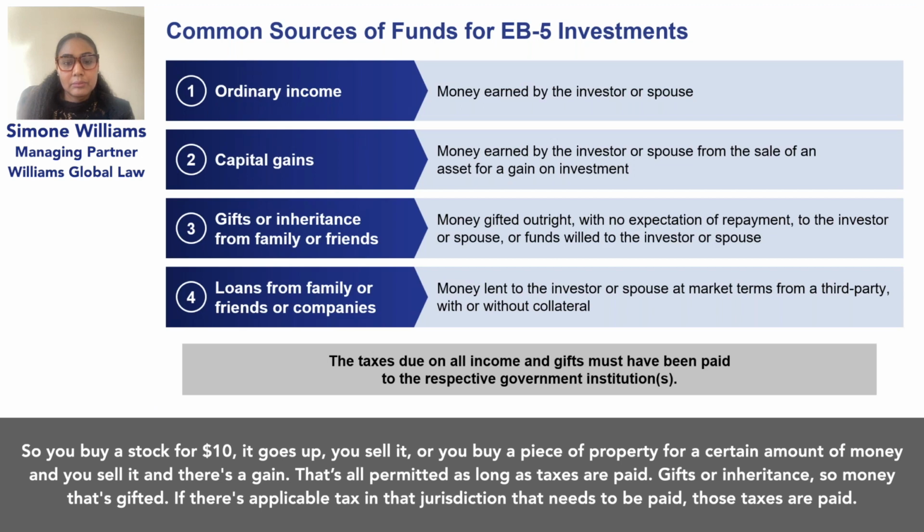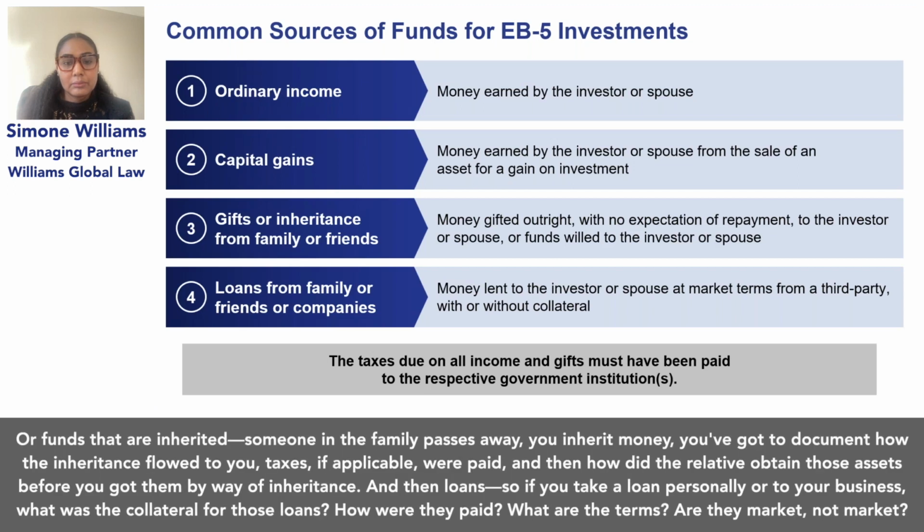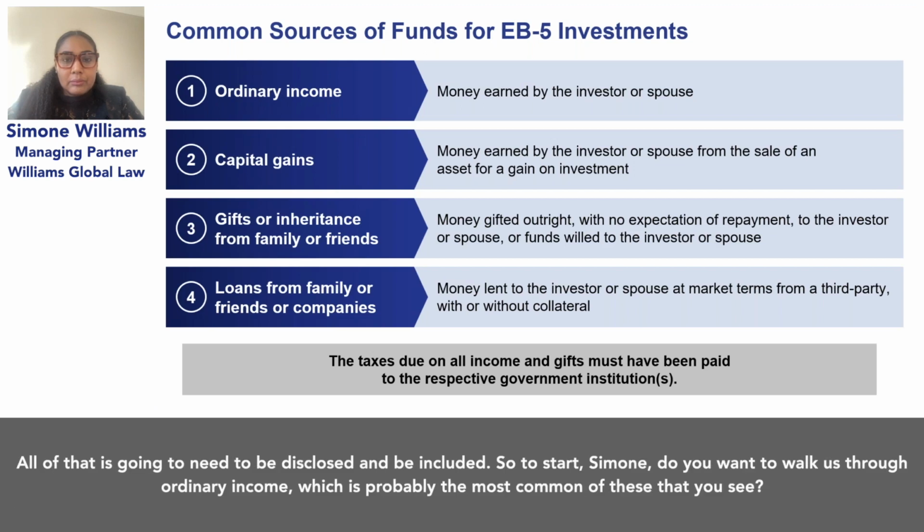Gifts or inheritance, so money that's gifted, if there's applicable tax in that jurisdiction, those taxes need to be paid. Or funds that are inherited, someone in the family passes away, you inherit money, you've got to document how the inheritance flowed to you, taxes, if applicable, were paid, and then how did the relative obtain those assets before you got them by way of inheritance. And then loans. So if you take a loan personally or to your business, what was the collateral for those loans? How were they paid? What are the terms? Are they market, not market? All of that is going to need to be disclosed and be included.